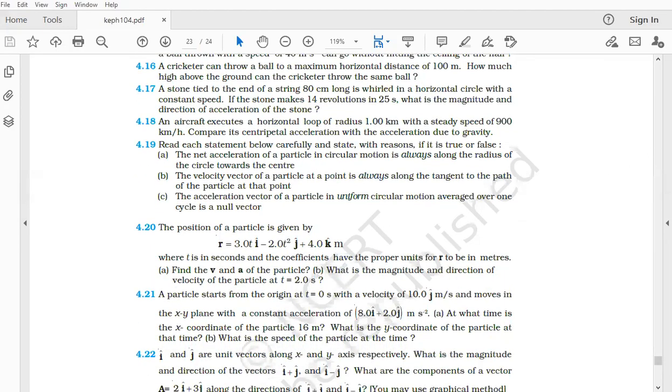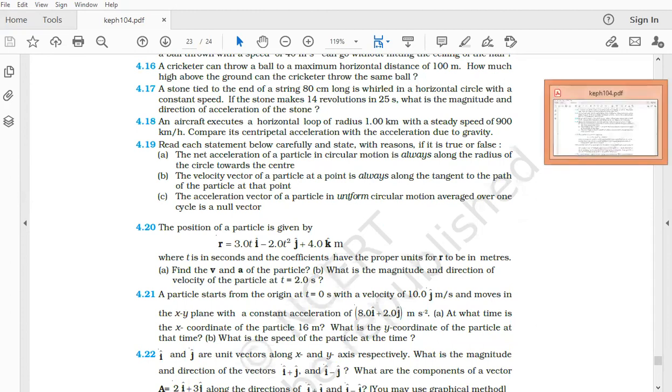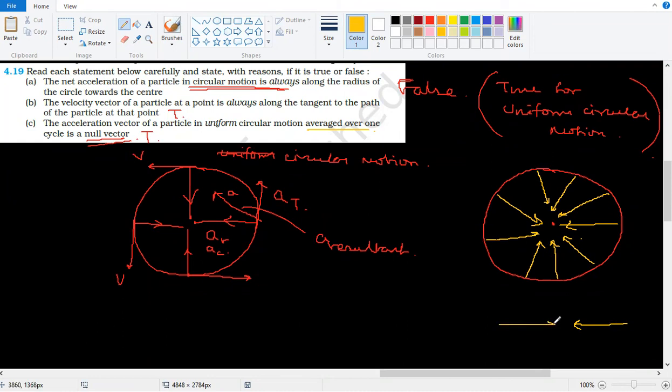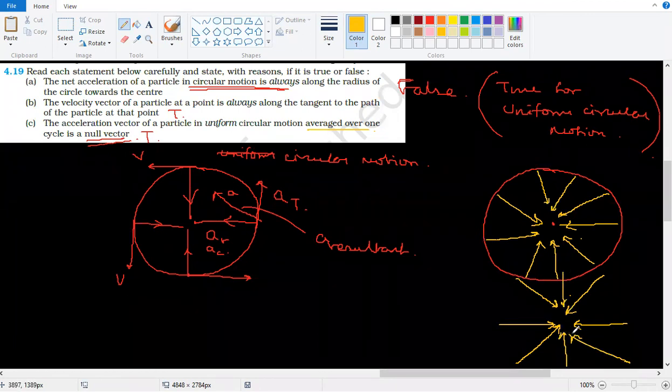The acceleration at every point is the same, sir. Acceleration at every point is the same in magnitude, but the direction is changing, right? Yes, sir. So think about it. If I consider one acceleration this way, there will be a corresponding acceleration this way. Do you agree? Yes, sir. That means these two will cancel. So similarly, if I consider one acceleration this way, there will be one this way, which means both will cancel. So that means averaged over one full cycle it will be 0. That's what we're trying to say.